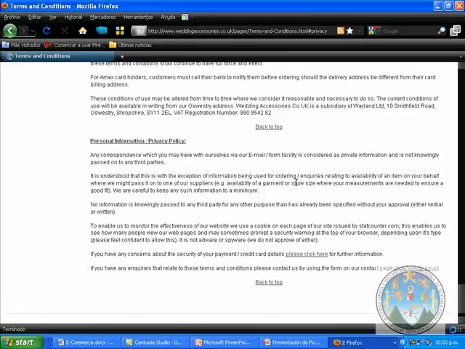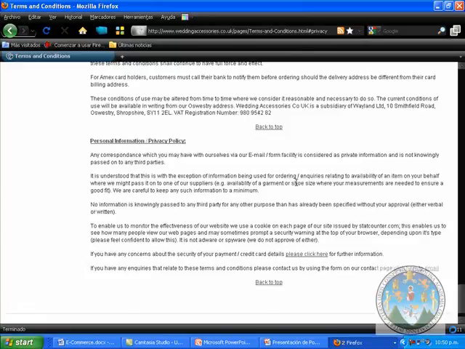For example, here it says any correspondence you may have with ourselves via email or facsimile is considered as private information and is not knowingly passed on to any third parties. That assures you that your email will be safe, because right now we have the problem of phishing and spamming, and if we give our email, we don't want that. So it's important to have a privacy policy page.